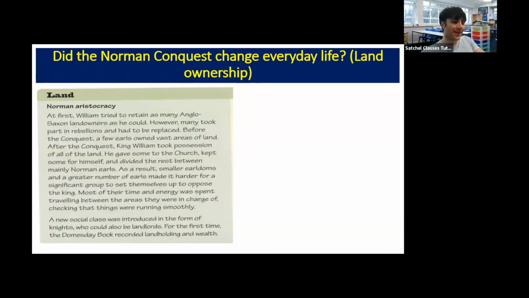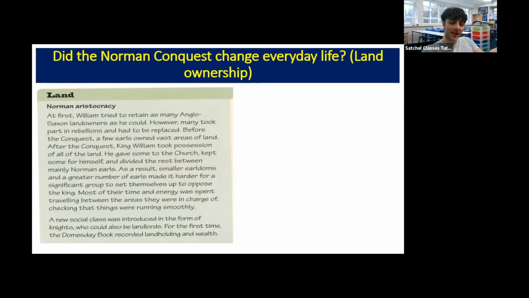Now, that does not mean that William was responsible for the day-to-day running of each bit of land. He leased out that land to his barons, to his earls, to his tenants in chief. But he made a key difference with how the Anglo-Saxons had operated this system of land ownership. And that is that he broke up the land into much, much smaller pieces, and he spread out those pieces of land amongst a higher number of aristocrats, of social elites.